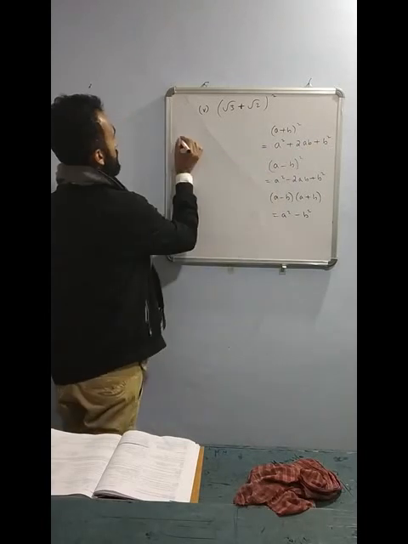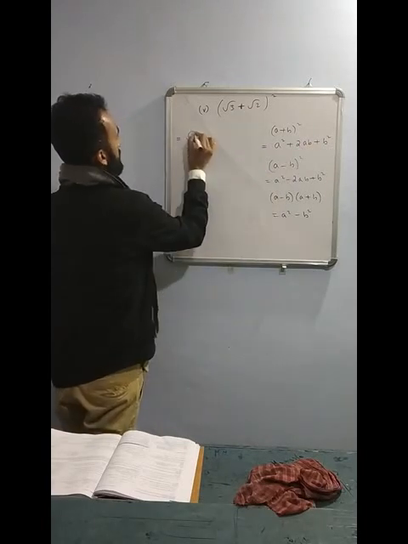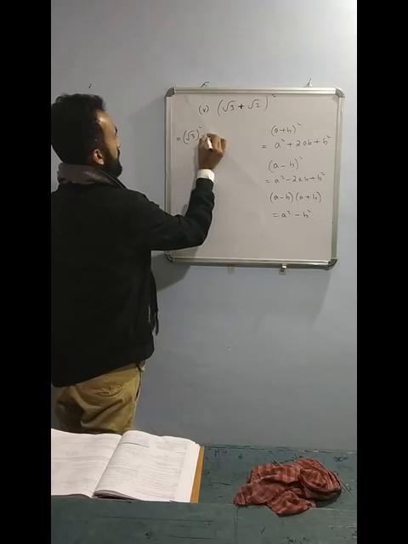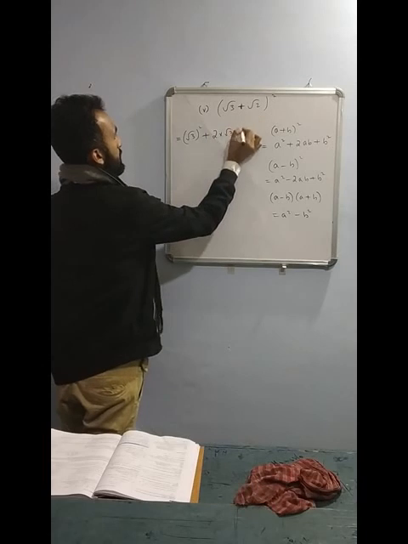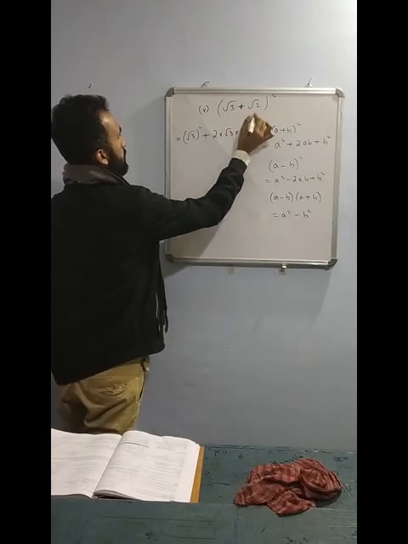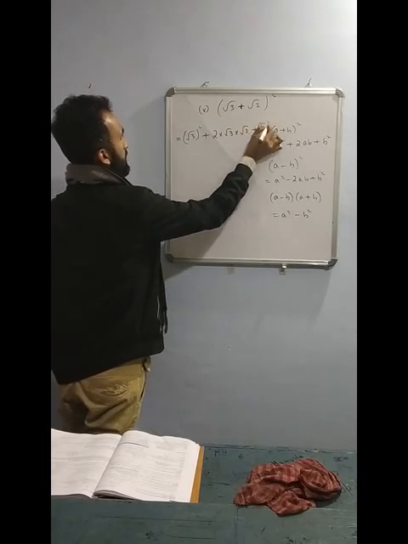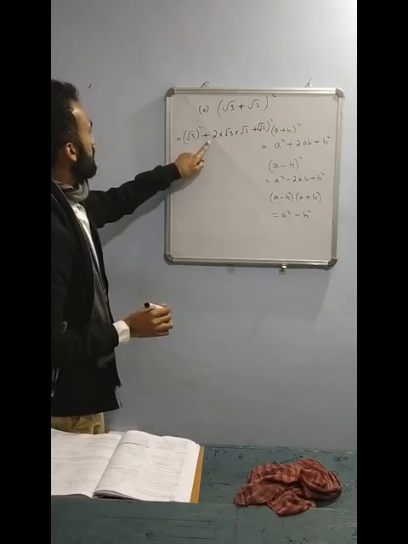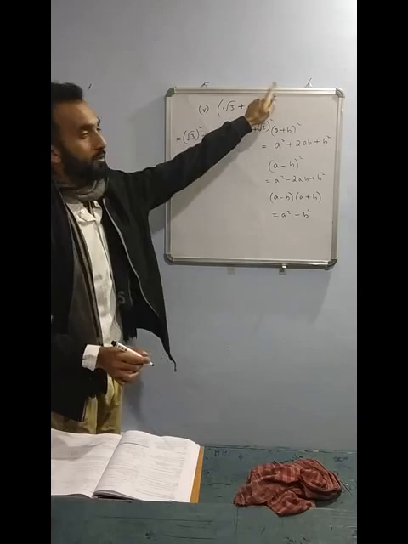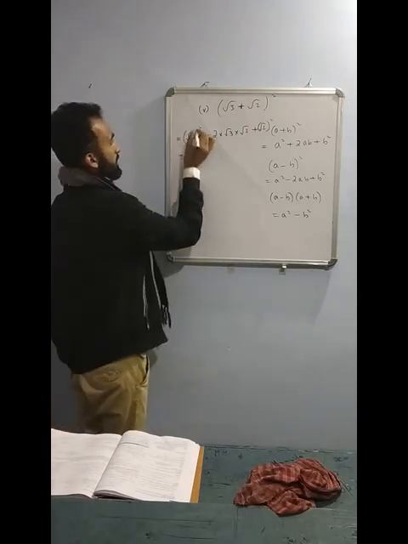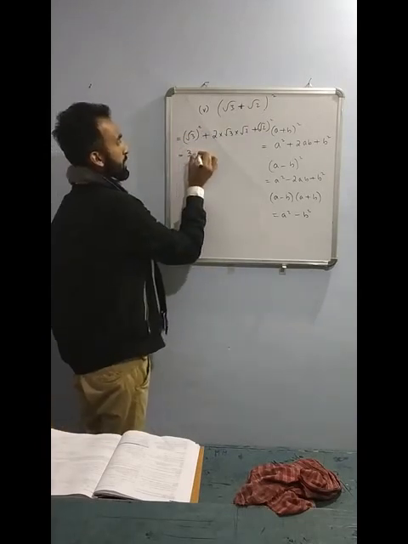So let me write down this one. A plus b whole square is root 3 square, a square, plus 2ab, where 2 is 2, a is root 3 and b is root 2, plus b square, where b square is root 2 square. A square plus 2ab plus b square, that is a plus b whole square. Now root 3 square, simple, is 3, plus 2.